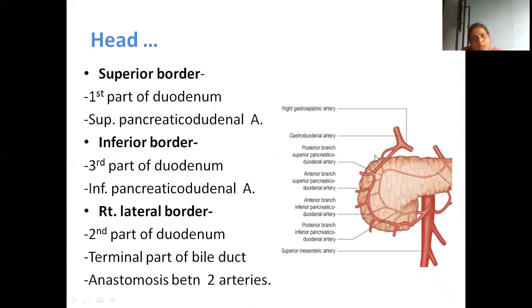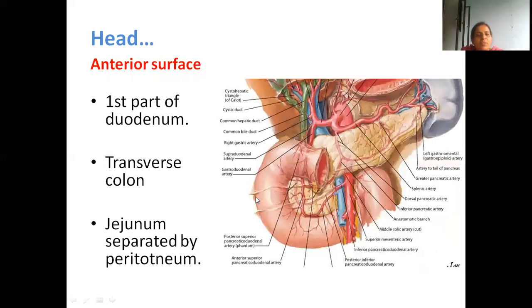At the upper border, you have an artery called the superior pancreatico-duodenal artery. At the lower part of the head also, you find an artery called the inferior pancreatico-duodenal artery. This is the right border, where you find the anastomosis of the superior and inferior pancreatico-duodenal arteries. When you see the inside view of this right lateral border, you will see the hepatopancreatic ampulla opening in the second part of the duodenum.